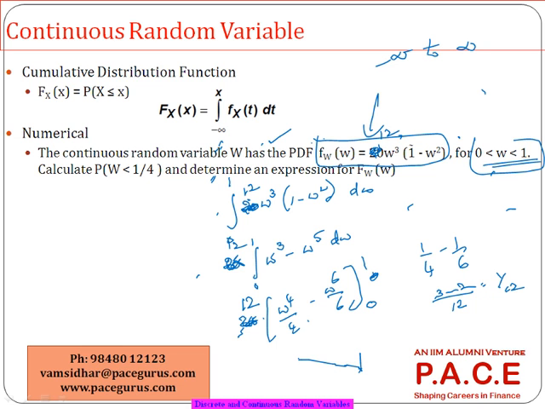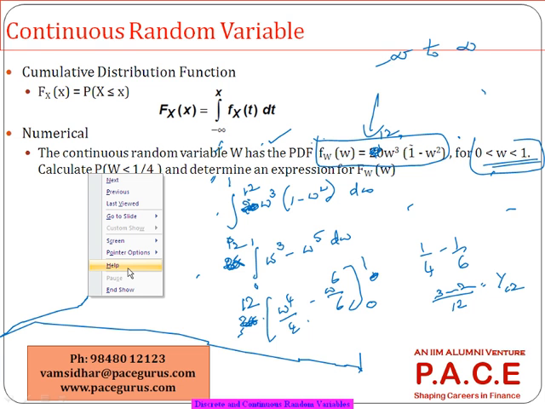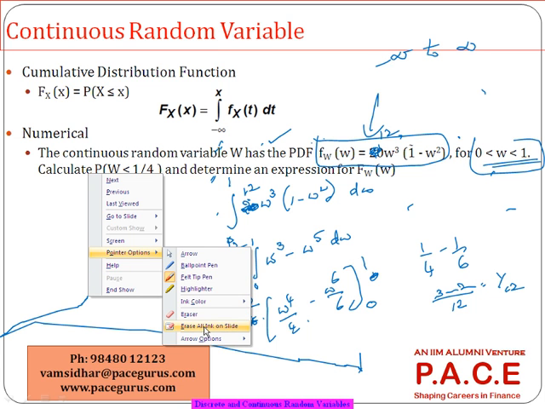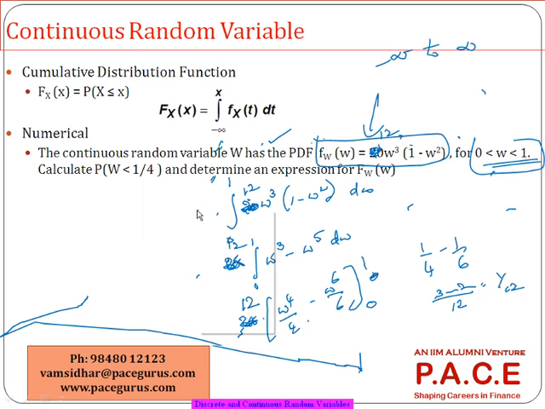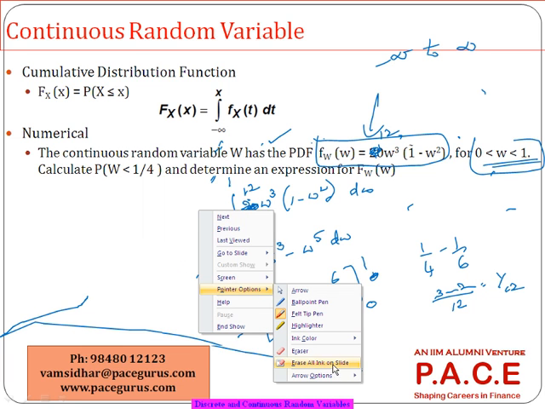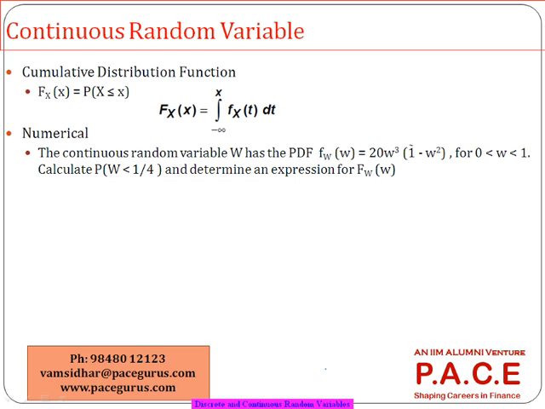Now, from there the question is: find the probability of w less than 1 by 4. We know that w takes values between 0 and 1. I want to find out the probability that it will take a value between 0 and 1 by 4, less than 1 by 4.